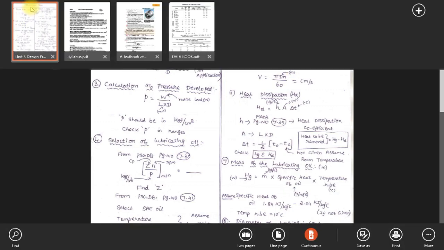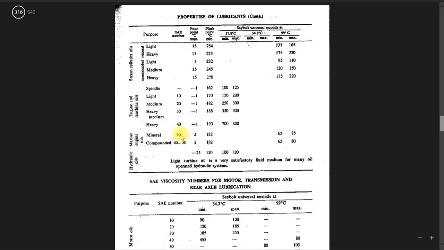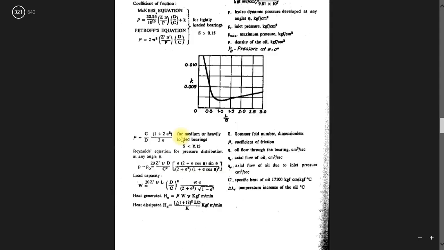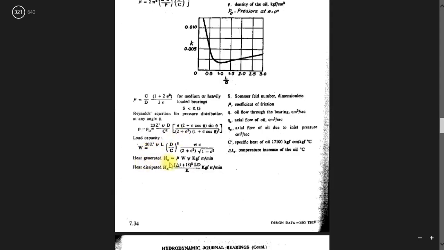So heat is generated, because of rotation a large amount of heat will be generated. The formula is mu into W into V, which is available in page number 7.34. You can go to page number 7.34 and identify the formula. You can see here, heat generated Hg is equal to mu into W into V. W is nothing but load, mu is the friction coefficient, and V is the velocity.